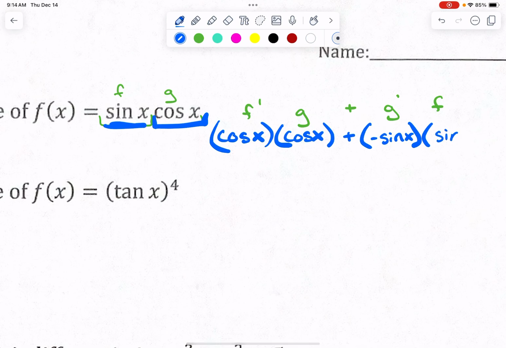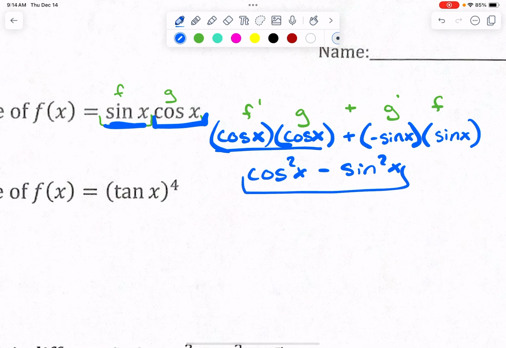F is sine of x. So if I multiply these together, this is cosine squared x. This would be minus sine squared x. I was thinking that they were going to make this 1, right? Sine squared plus cosine squared is 1, but that's plus, not minus. So I don't think we can actually reduce that.